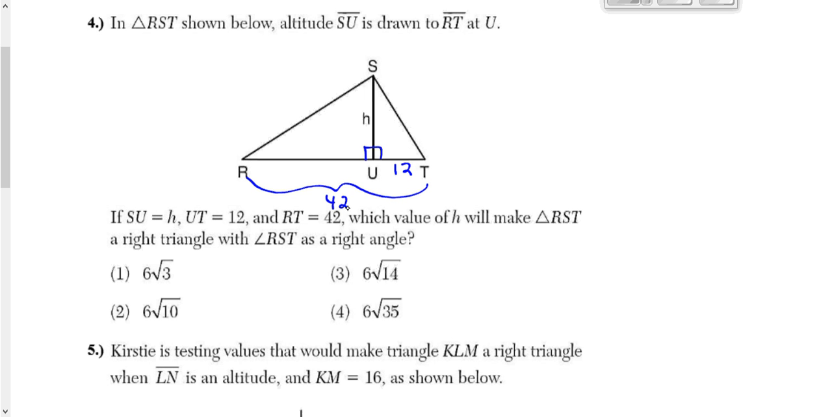Well, that will be part of it. Yes, we will need to do that, definitely. But look how they're asking it. We didn't get any numbers. Which value of H will make the triangle a right triangle with that as a right angle? They're just asking you to figure out the geometric mean here so that it becomes one of our cases.